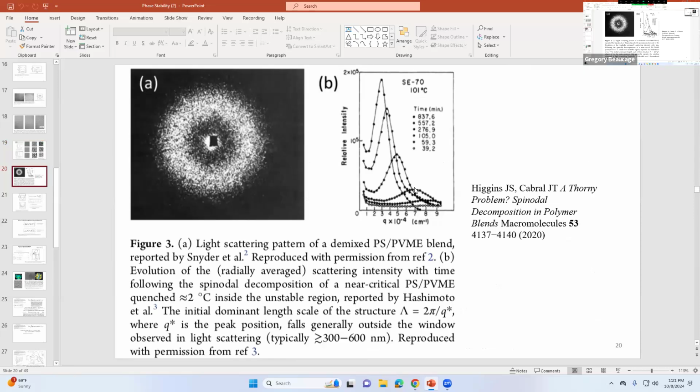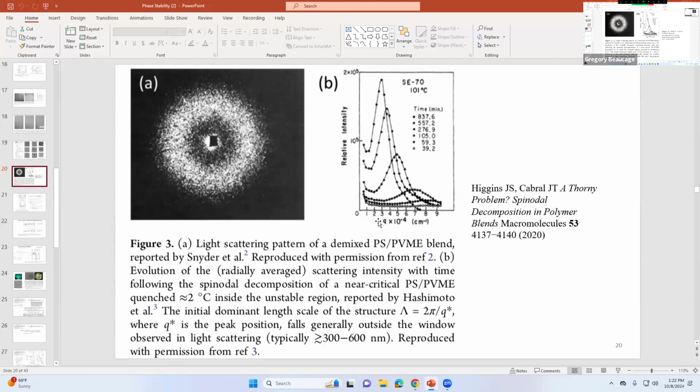So if you get a low Q, 2 pi over the spacing means a large size. And 2 pi over this spacing, if Q is high, means a small size. So it goes small to large as you go down. So this is called inverse space. It's inverse centimeters. You're basically looking at small and large sizes.